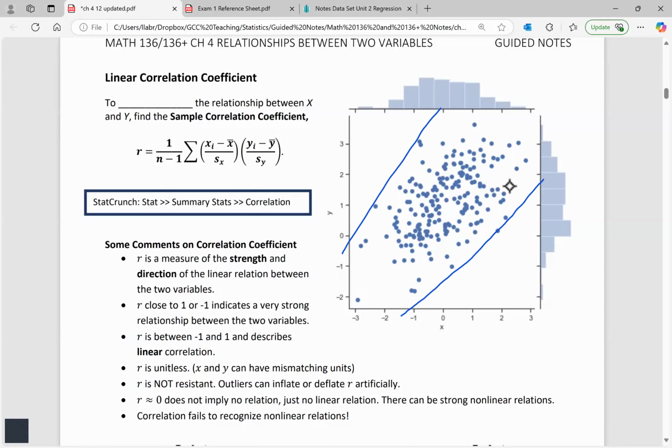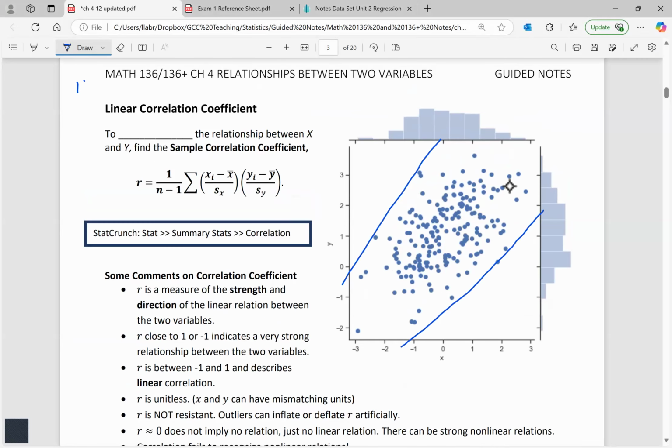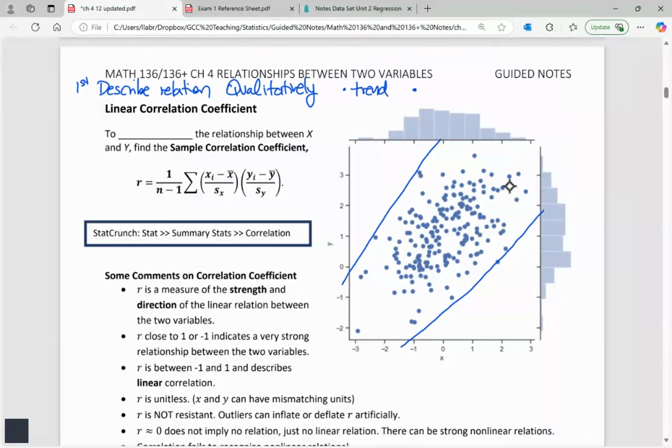So in other words, our first step was to describe a potential relationship qualitatively. We went ahead and said that we can, for example, describe the trend that we observe, whether it's linear or nonlinear, and then we can describe the strength and direction.